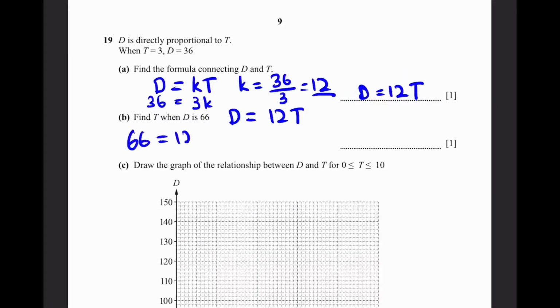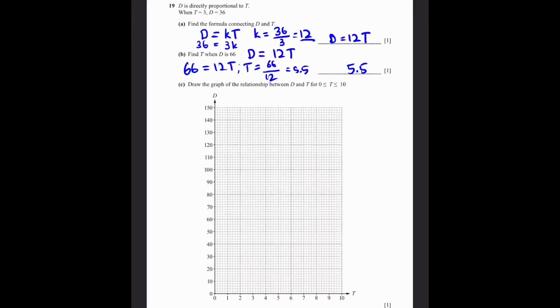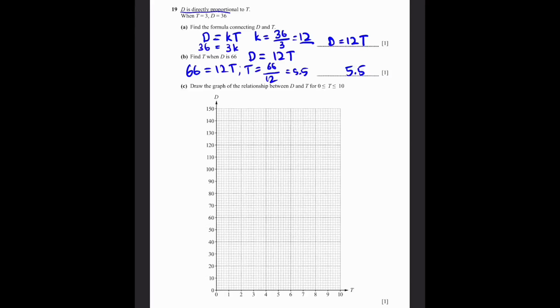66 equals 12T. Therefore, T is equal to 66 divided by 12, which is equal to 5.5. C. Draw the graph of the relationship between D and T for 0 less than or equal to T less than or equal to 10. One thing to note, D is directly proportional to T.